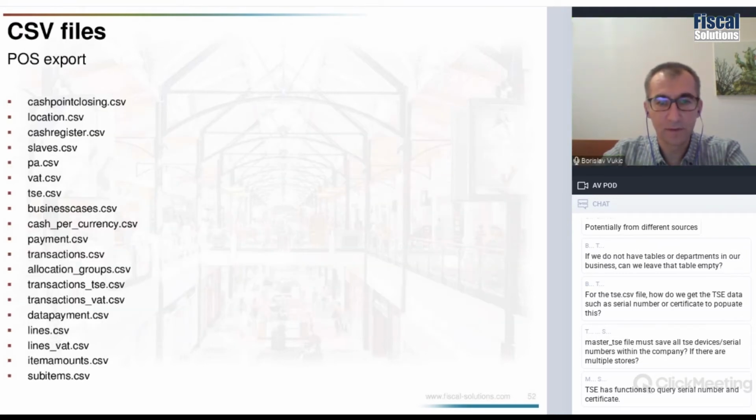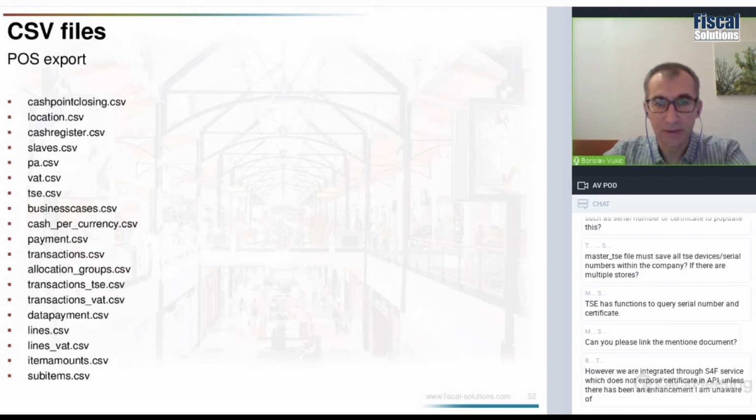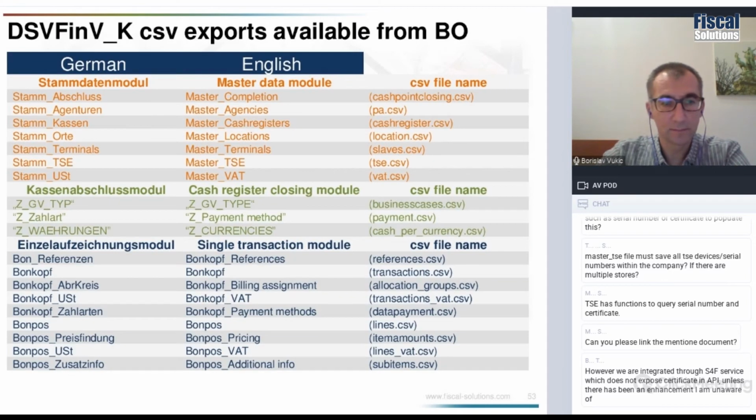At the end, this is the list of all CSV files you need to have from the POS export, and this is shown in colors by groups. The master data is orange, cash register closing is green, and the single records are blue. So here we see the structure. I hope that now you have a clear understanding of the technical part.